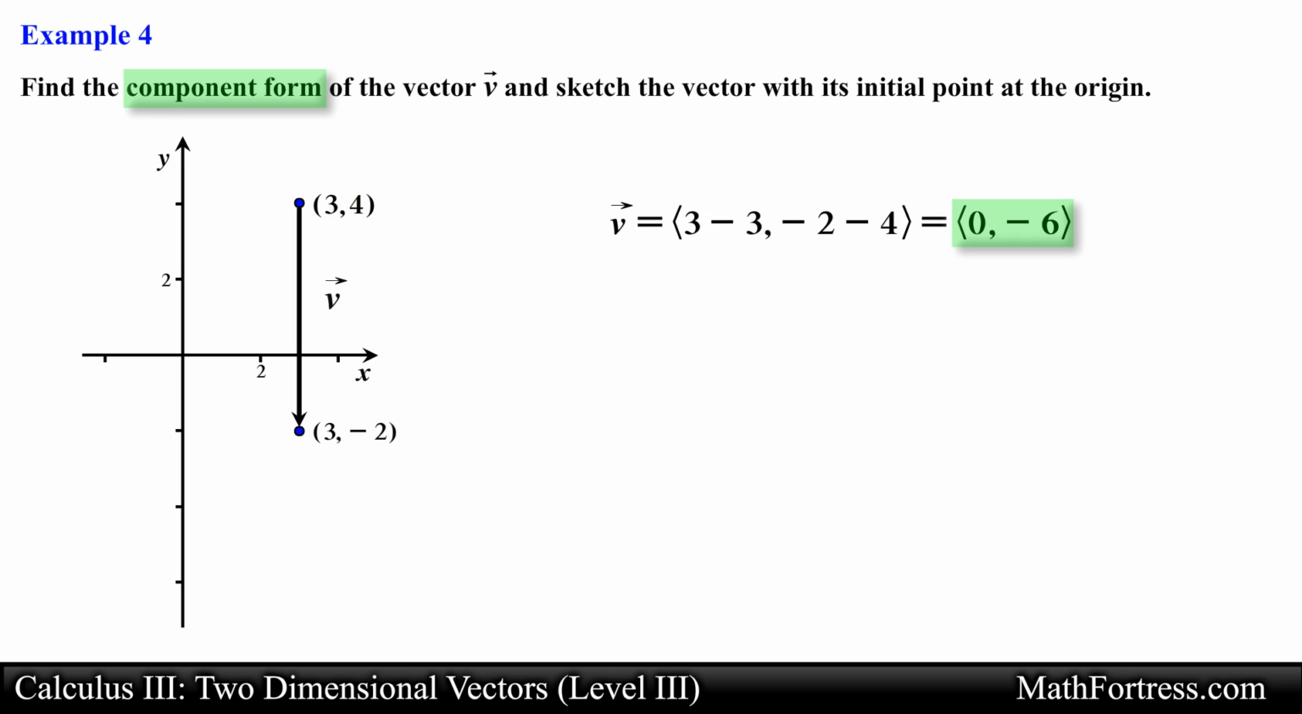Now that we have the x and y components of the vector, we can go ahead and draw it in standard position. Notice that this vector has an x component of 0. This means that it only has one component, in this case, the y component. So vector v will be pointing in the negative y direction. So we start at the origin and extend the vector to the point 0, negative 6. This vector is now in standard position.